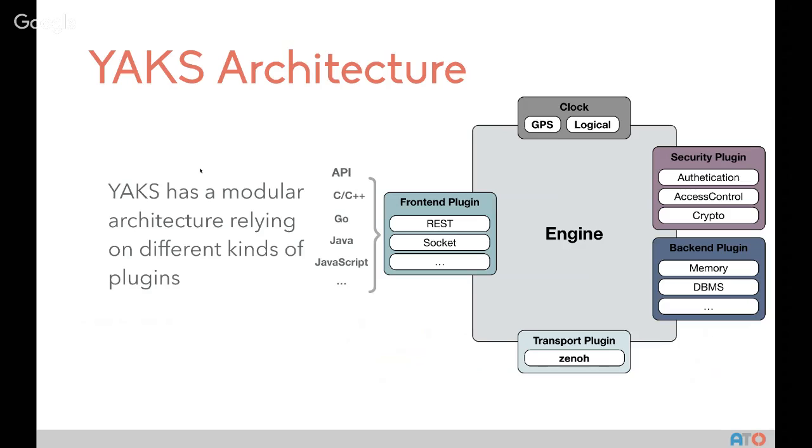On the bottom, you can see there is a specific transport plugin, because all the YAKS are exchanging with each other using this protocol that we implemented ourselves, which is named Zeno. I will later on have a quick introduction to the Zeno protocol, but that's not the purpose of this presentation. In the future, we foresee also to have, of course, security plugins with authentication and access control, but that's not in place in this first version of YAKS. And we rely on a clock, which at this stage is the system clock, but in the future we might want to plug in some external clock, such as a GPS or logical clock.